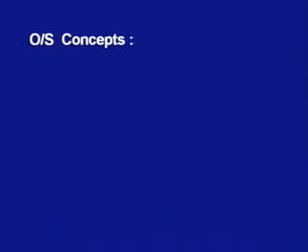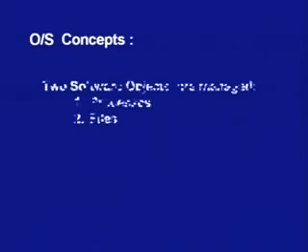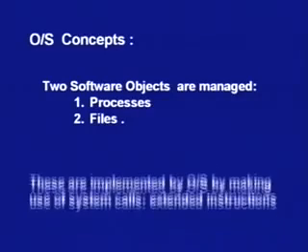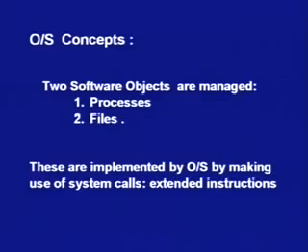Having given an introduction to operating systems and how they developed, let us look at the 2 main concepts of operating systems. Operating systems actually manage 2 software objects. These are processes and files. So a process and a file are the 2 software objects managed by operating systems. And these are implemented in the operating system by making use of what are called system calls. System calls are nothing but extended instructions.